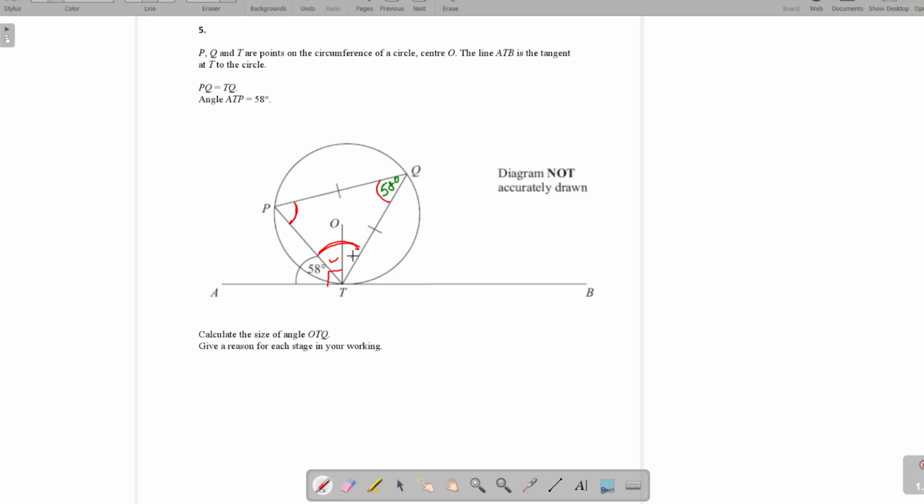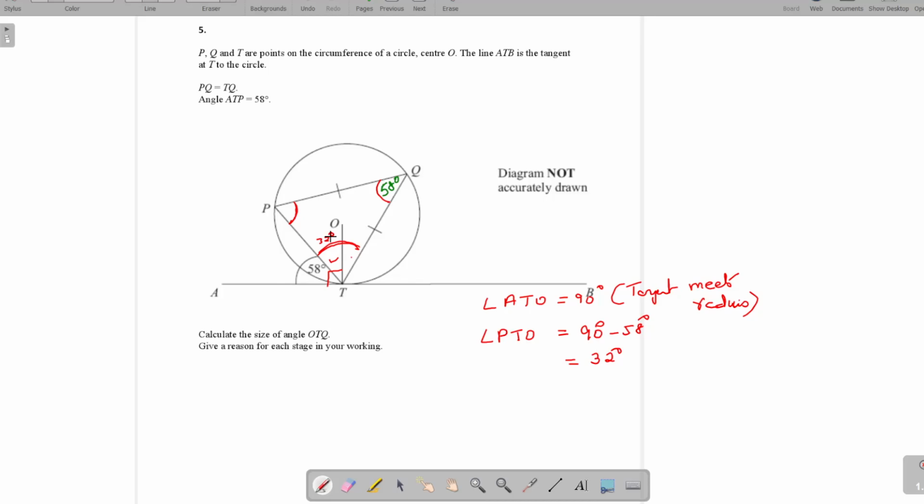So let's go one by one. So first thing we're going to say, angle ATO is 90. So tangent meets radius at 90. Angle PTO will be 90 minus 58, which is 32. So we know now this is 32.